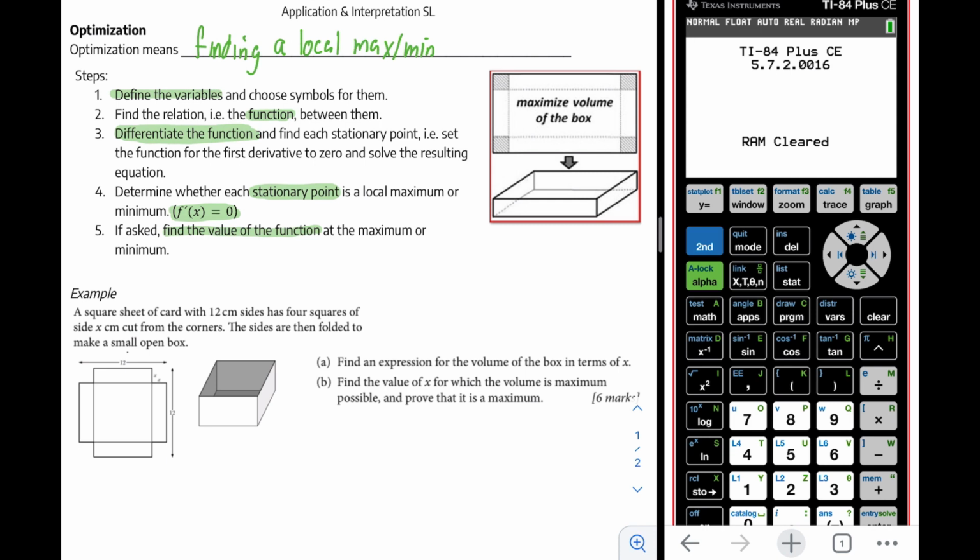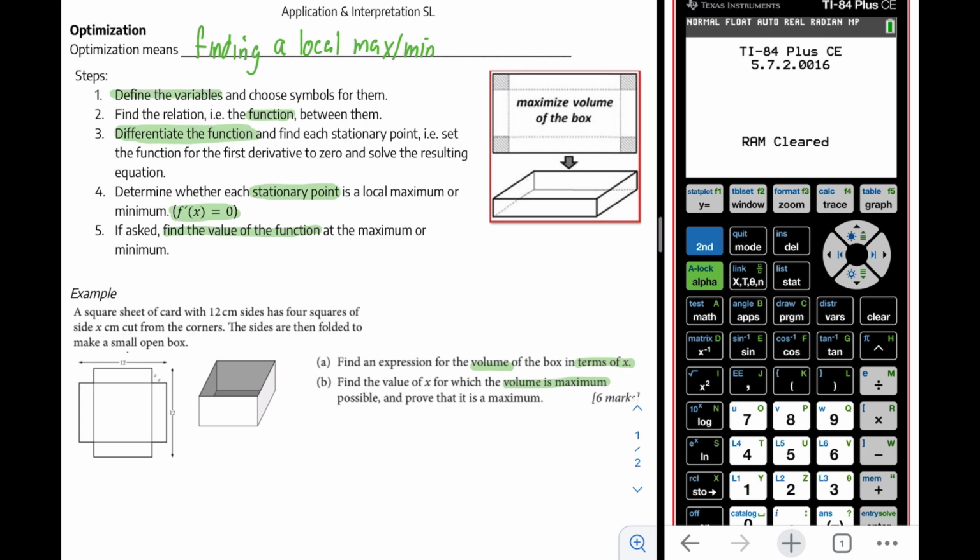First example: a square sheet of card with 12 centimeter sides has 4 squares of side x centimeters cut from the corners. The sides are folded to make an open box. A, find an expression for the volume of the box in terms of x. And B, find the value of x for which the volume is maximized and prove that it is a maximum. Okay, so for this example, the first thing we need to define is x, which is actually already defined for us. In the picture, you see the side x are these sides right here.